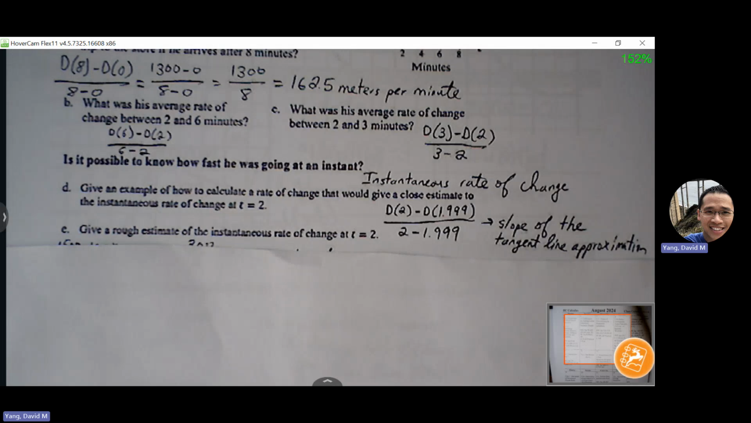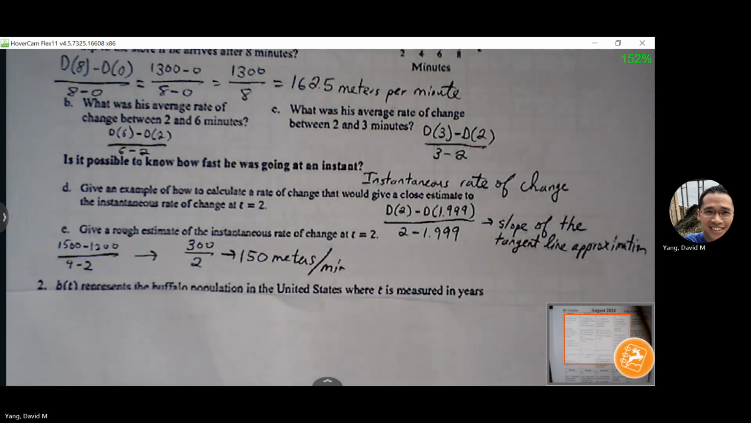So part E, give a rough estimate of the instantaneous rate of change at 2. So as a rough estimate, I'm just going to pick 2 points that I can easily identify. Your approximation may be different than mine, but I'm just trying to find 2 points that I can identify and find the rate of change between those 2 points.